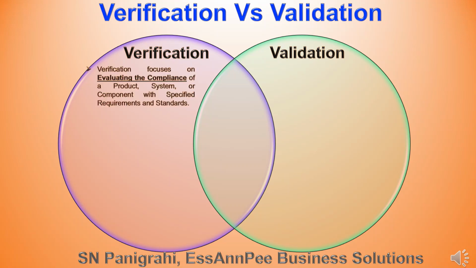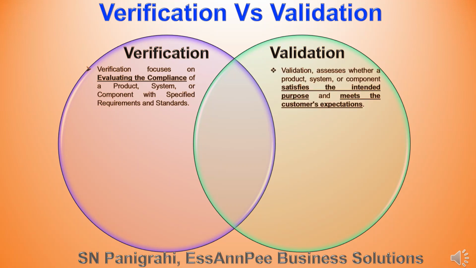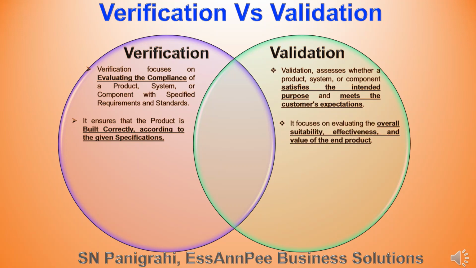Verification focuses on evaluating the compliance of a product, system, or component with specified requirements and standards. Whereas, validation assesses whether a product, system, or component satisfies the intended purpose and meets the customer's expectations. Verification ensures that the product is built correctly, according to the given specifications. Validation focuses on evaluating the overall suitability, effectiveness, and value of the end product.